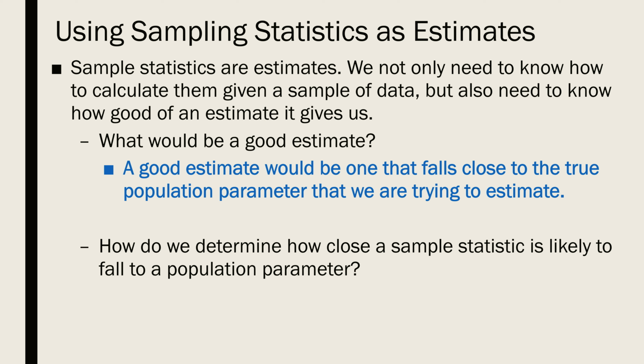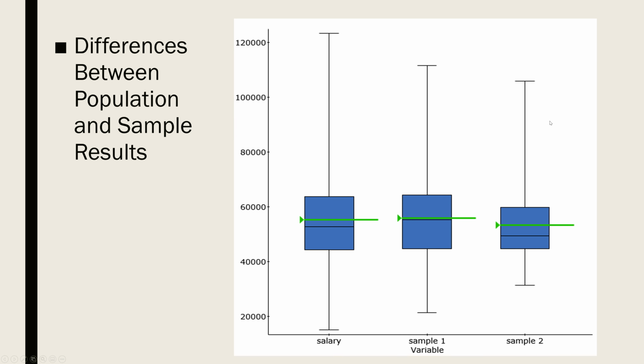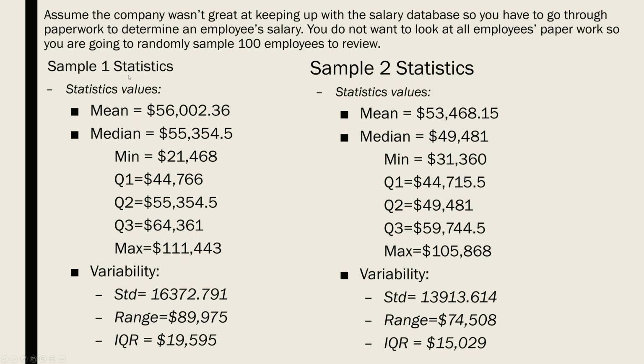A good estimate would be one that falls close to the true population parameter that we are trying to estimate. How do we determine how close a sample statistic is likely to fall to a population parameter? The answer is we look at the sampling distribution. Every possible random sample can result in a different sample statistic being calculated. This sentence is well explained by this box plot here. This is sample 1, and this is sample 2. Statistics from sample 1 and sample 2 are not identical.